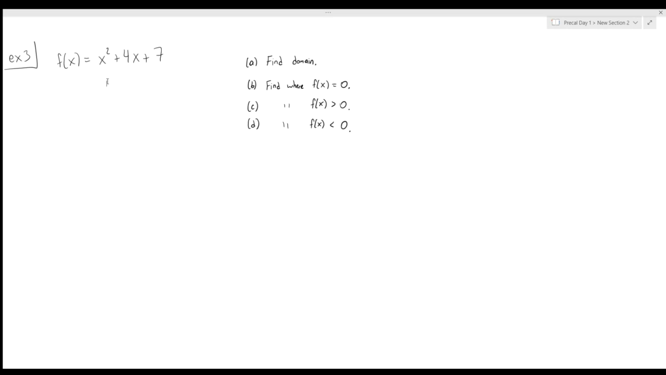So let's see what's going on with this example. Again, we're still just working with polynomials, so we don't have to worry about the domain at all. It's just going to be all real numbers. Okay, let's look at where this function was equal to 0.